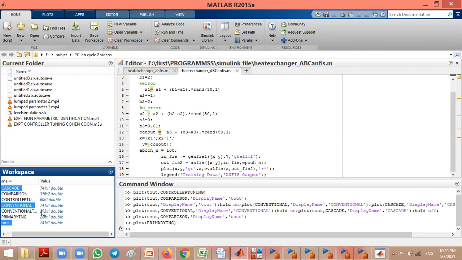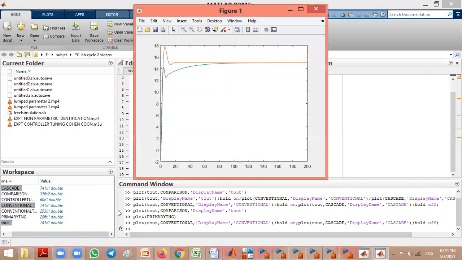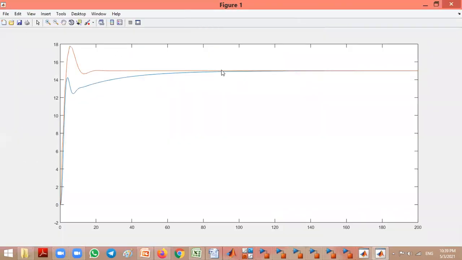So 74 into 1, 74 into 1, 74 into 1. First select T out and then select all the other things. Okay. You right click on T out. You plot. You select plot as multiple series versus first input. Okay. Clear? Right. So you have the graph. See how it is settling. It is taking more time. Okay, so you put insert legend.